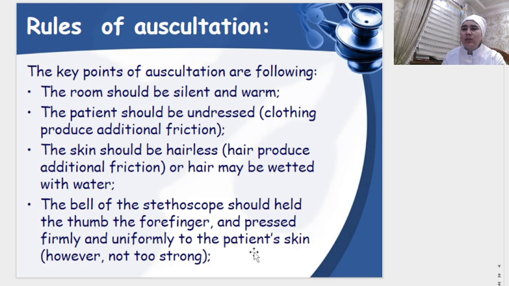Rules of auscultation. The key points of auscultation are the following. The room should be silent and warm. The patient should be undressed, as clothing produces additional friction. The skin should be hairless, or the hair may be wetted with water. The bell of the stethoscope should be held with the thumb and forefinger and pressed firmly and uniformly to the patient's skin.